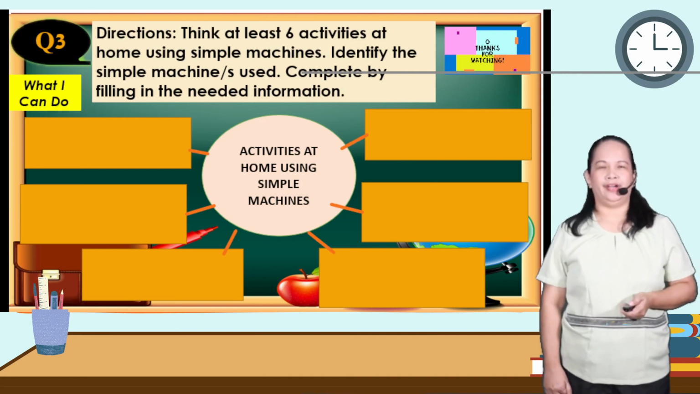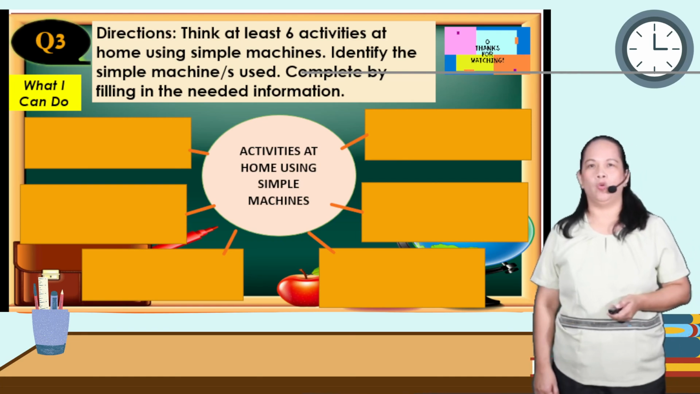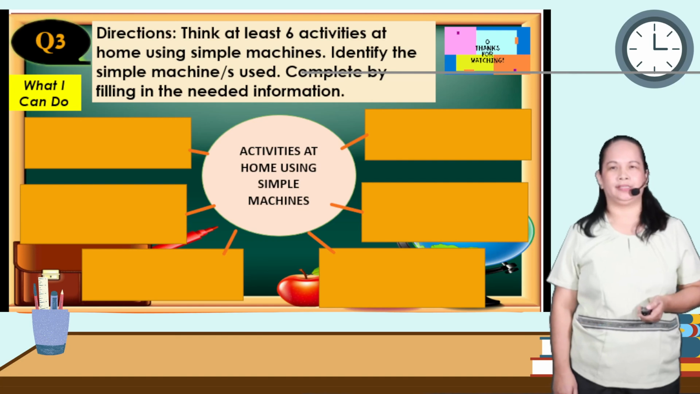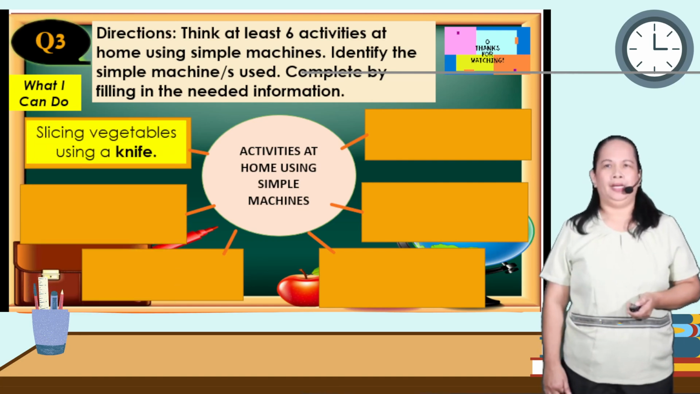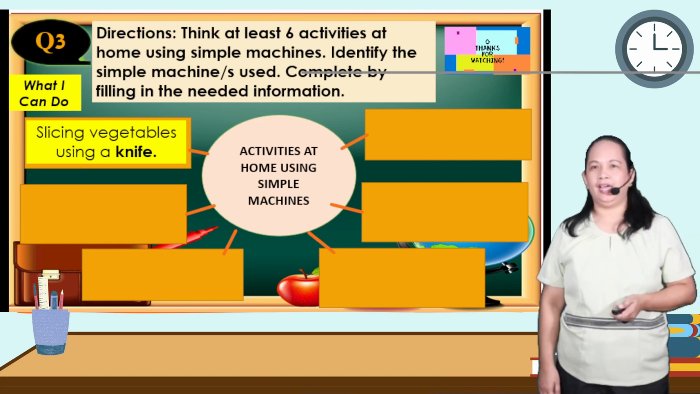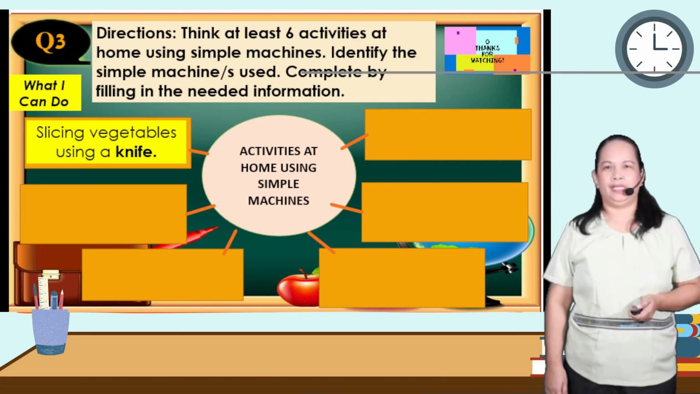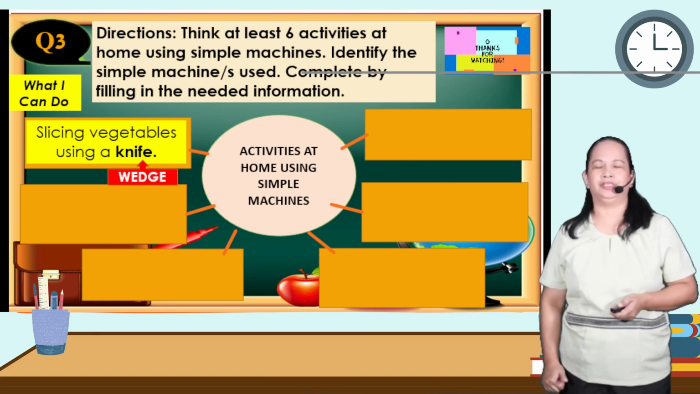Okay, so here are some possible answers for the activities at home using simple machines. First, slicing vegetables using a knife. So what is the simple machine there? Here is the knife. It is an example of wedge. You're right, grade 6 learners.